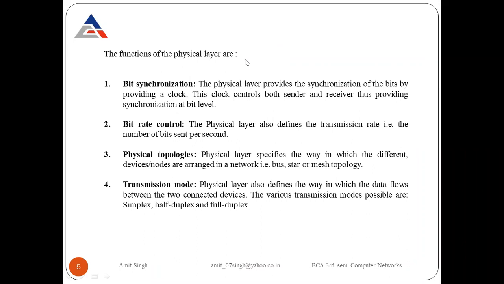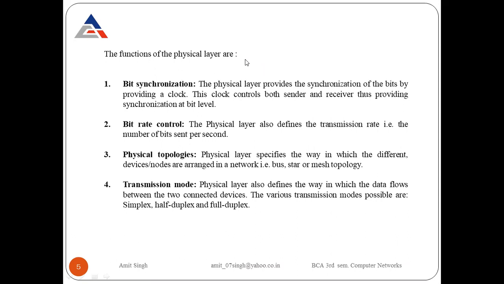Second, the bit rate control. The physical layer also defines the transmission rate, that is the number of bits sent per second. As mentioned in the first point, bit synchronization, if the synchronization is there, automatically you can control the bit rate. What is the bit rate?